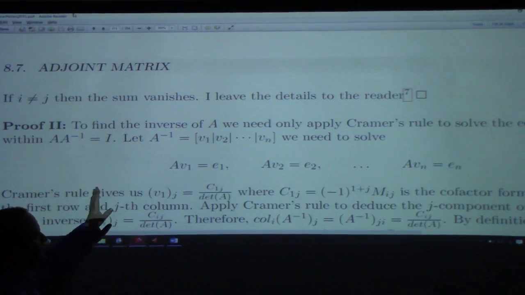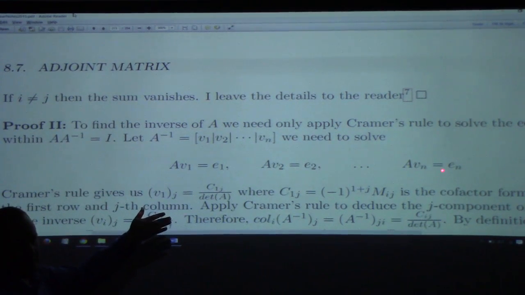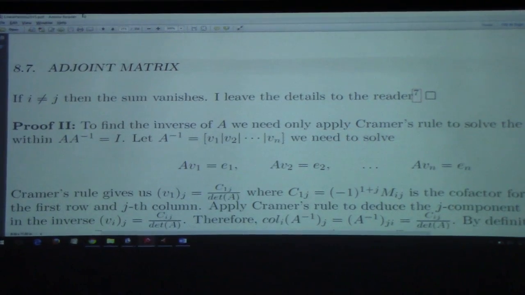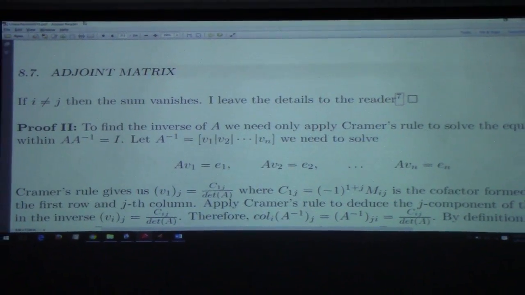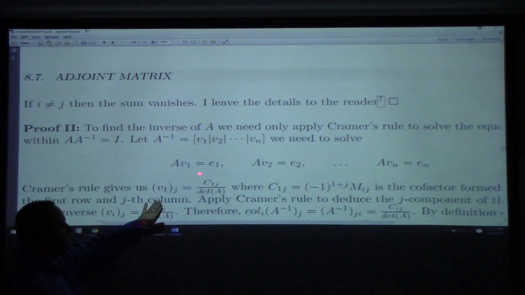You're trying to separately solve these equations: AV1 equals E1, AV2 equals E2, AVn equals En, right? You have these n equations to solve simultaneously to find the inverse. But we know Cramer's rule, right? Cramer's rule gives us a straight up formula to solve these.